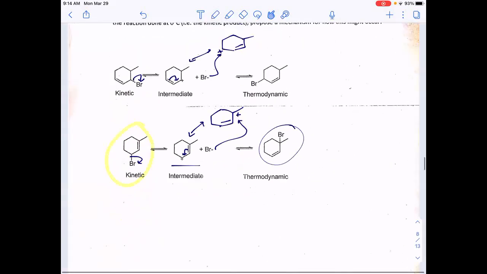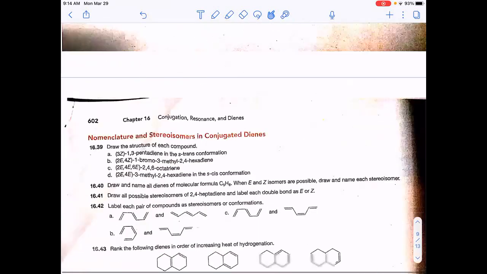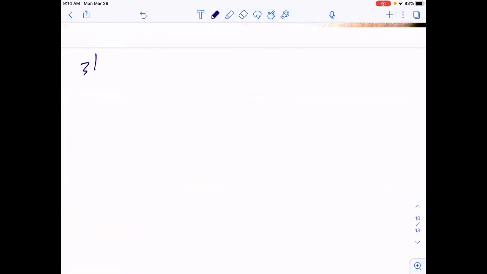All right, so that's addition of HX. So the other reaction that conjugated dienes do is cycloaddition. Let me put the date, 3.